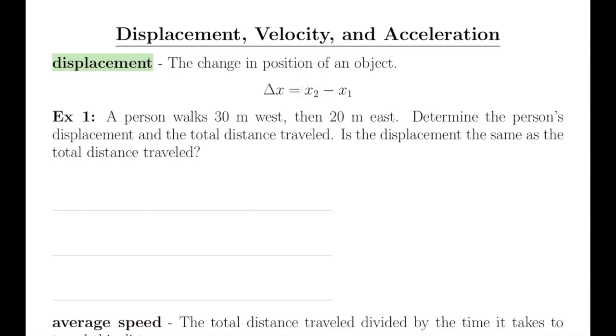X2 is the final position, and x1 is the initial position of the object. So the displacement is just the change in position. It's just delta x. And displacement is a quantity that has both magnitude and direction, so that makes it a vector. Today, we're going to only deal with one-dimensional motion. Everything's going to be along a line. So the sign of the displacement is going to indicate the direction.